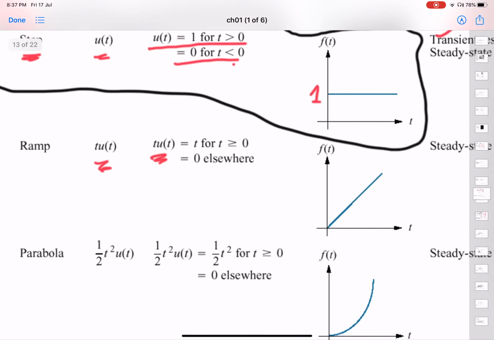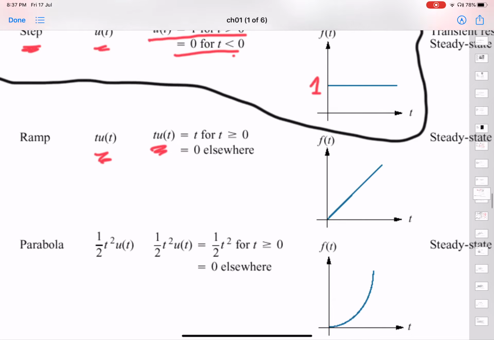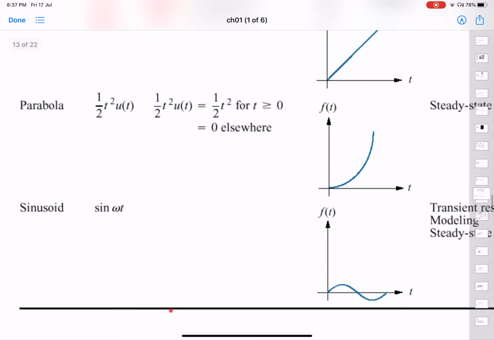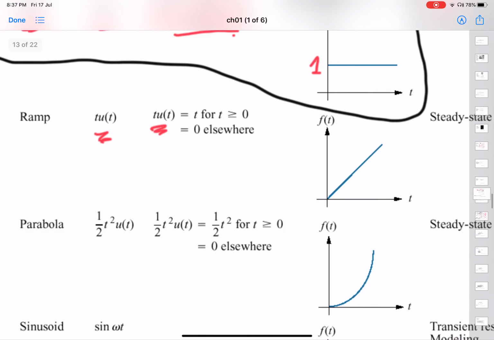The input is equal to t for t greater than or equal to 0, and it is 0 elsewhere. Similarly, you can have a parabolic input in which the input is equal to half t squared times u(t). That is, it is equal to half t squared for t greater than or equal to 0, and it is 0 elsewhere. You see in the ramp and the parabolic types, you actually define it for t equal to 0, and it is 0. The system is not discontinuous at t equal to 0. The value at t equal to 0 minus is equal to the value at t equal to 0 plus, and it is equal to 0, right?